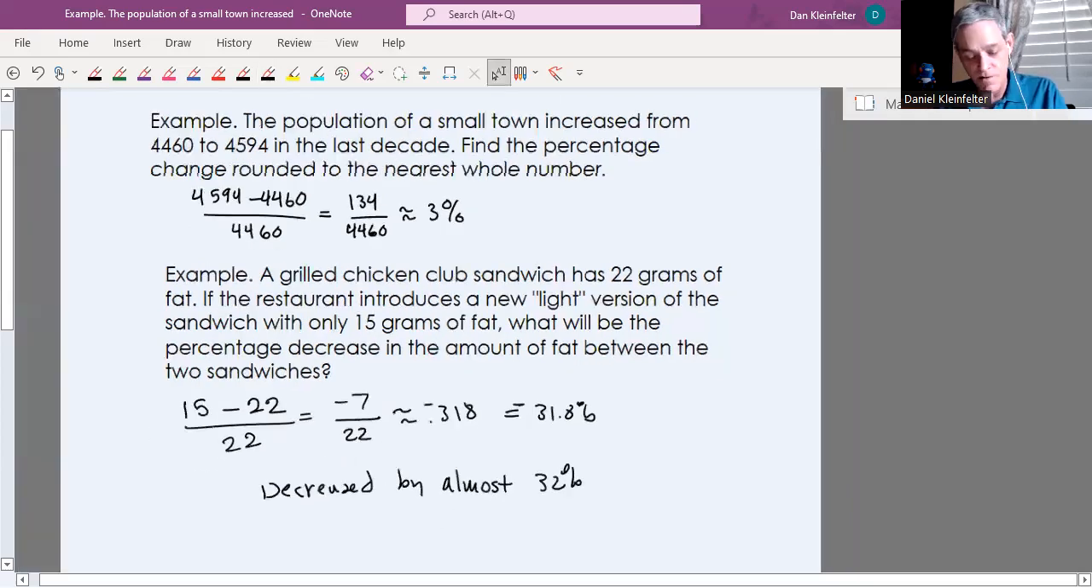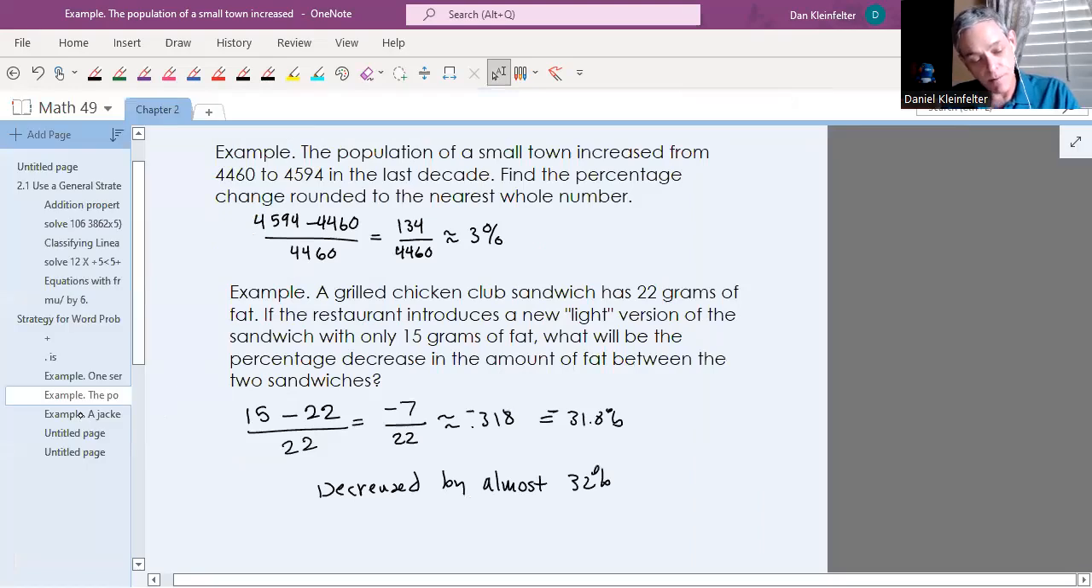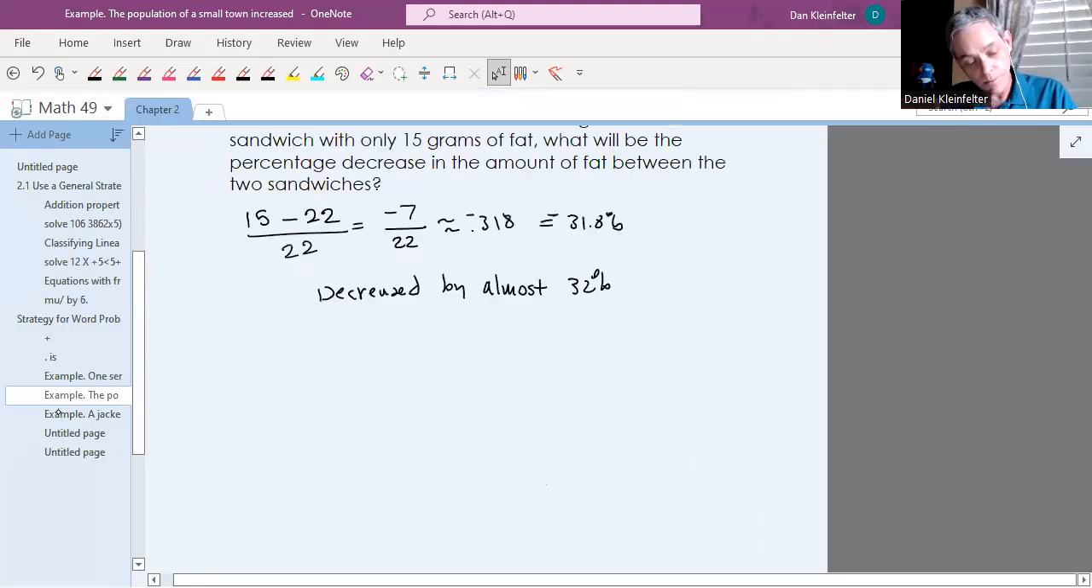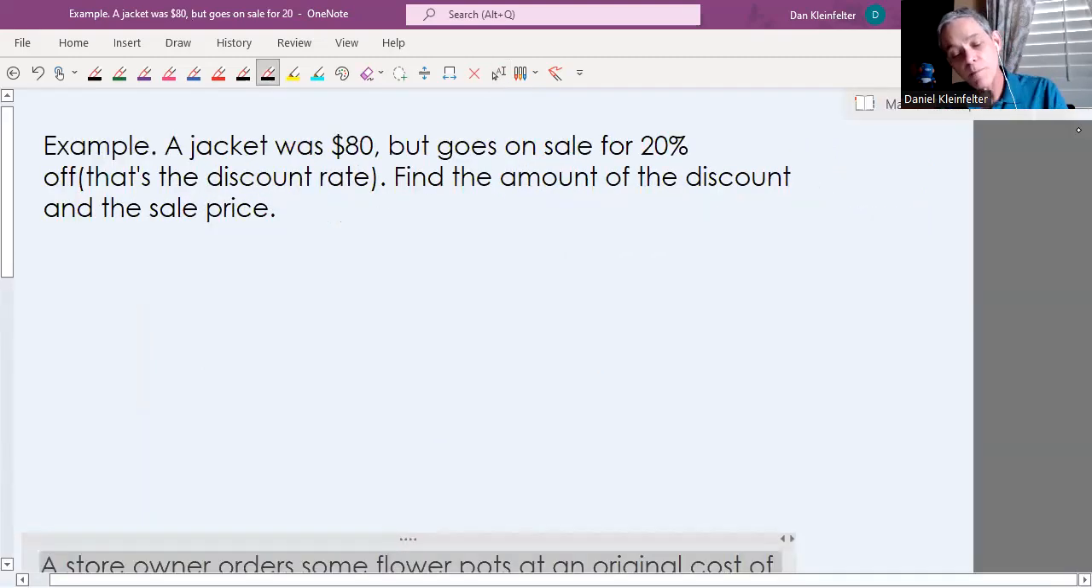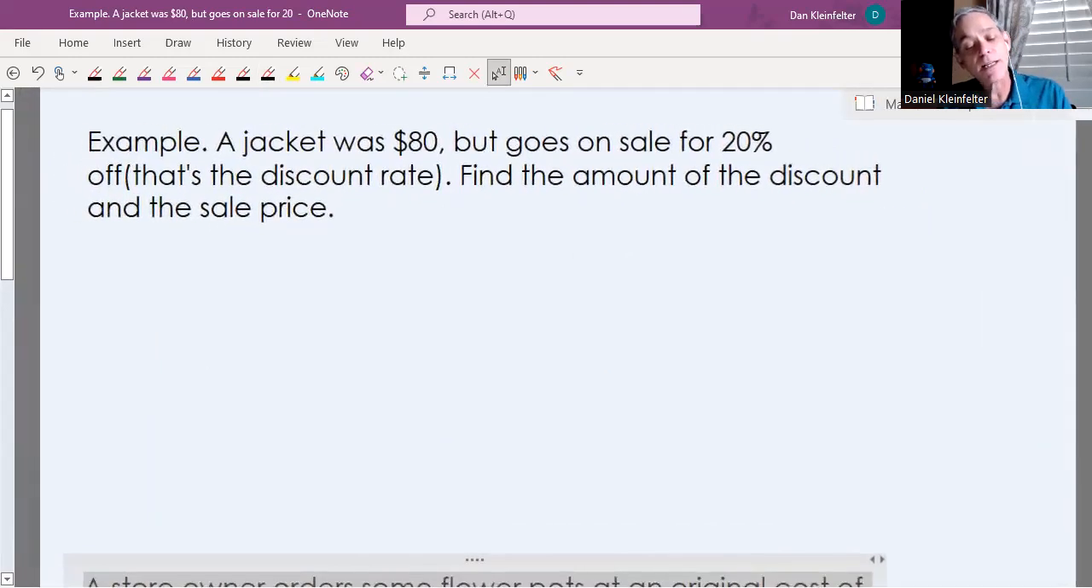Okay, so a couple of percentage change problems. We'll do one more. Suppose that a jacket was originally $80. It goes on sale for 20% off. That's called the discount rate, the 20% off. We want to know the amount of the discount, that's the dollar amount that you're saving, and then what the sale price is.